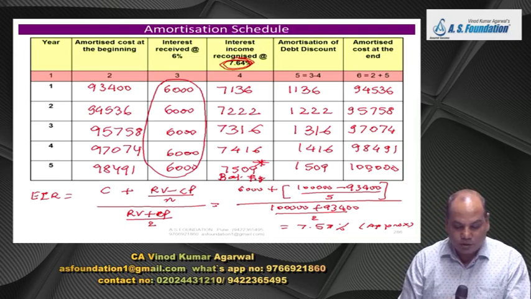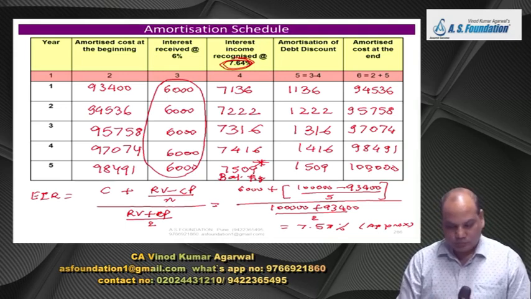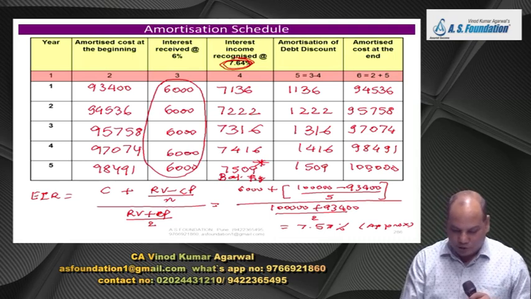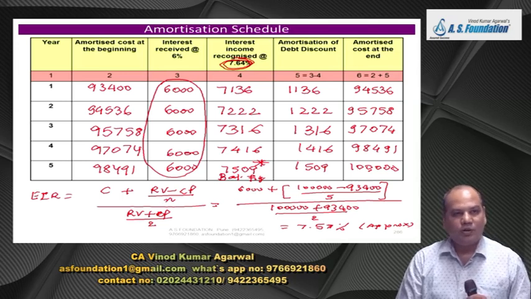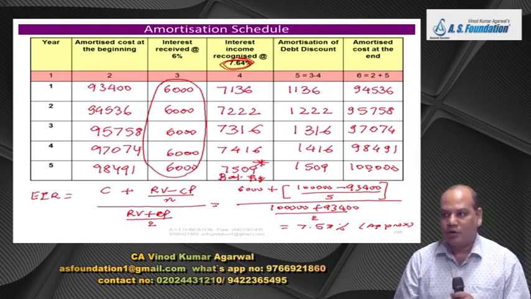Okay. So first write down date, particulars, debit, credit. Date 1st January 20x5. Investment in bond account debit 93,400 to bank account 93,400.